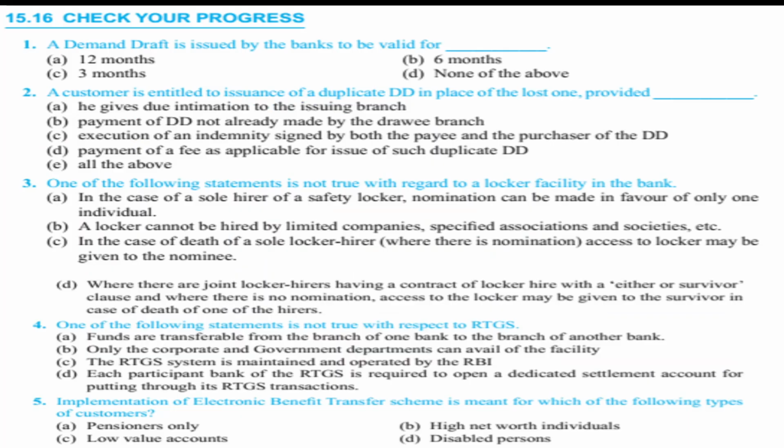Now let's check your progress. A demand draft issued by the bank is valid for 3 months. So option C is the correct answer for this question.